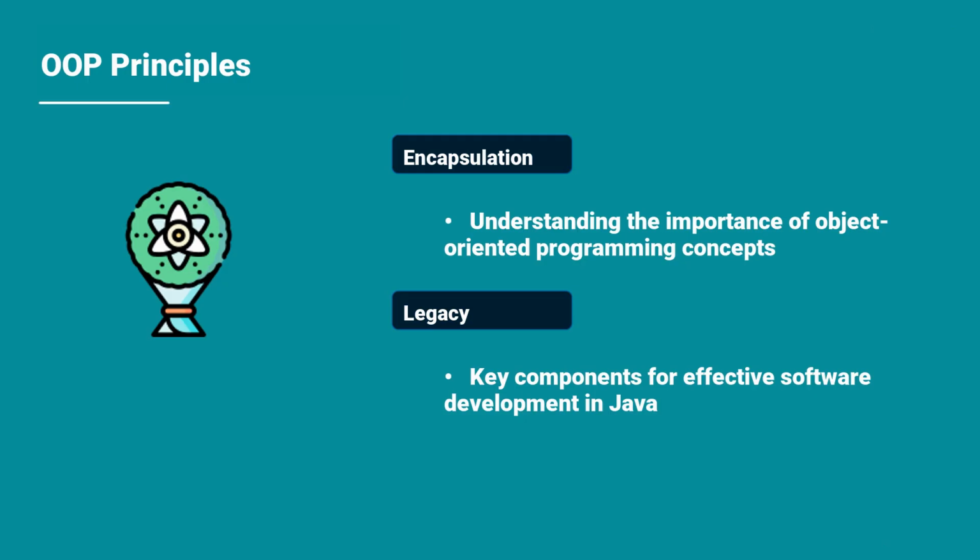As we wrap up this exploration of object-oriented programming principles in Java, it is essential to emphasize the significance of these concepts. They form the foundation for building scalable and maintainable software applications. By leveraging encapsulation, abstraction, inheritance, and polymorphism, developers can write code that is clean, understandable, and ready for growth.